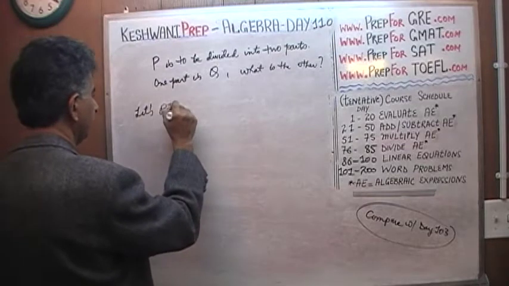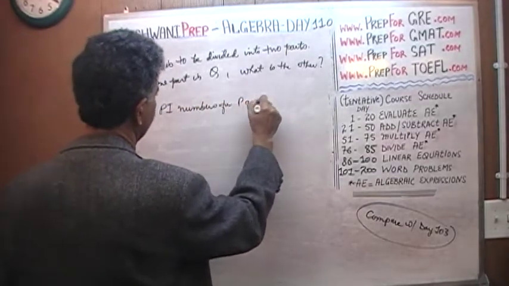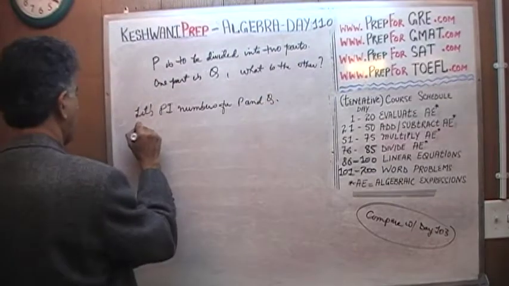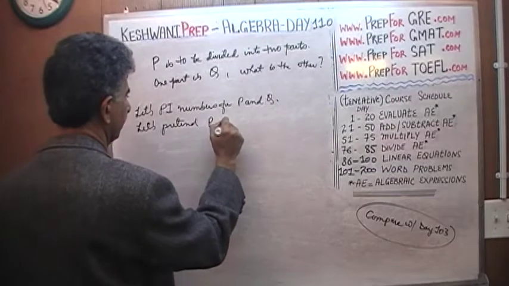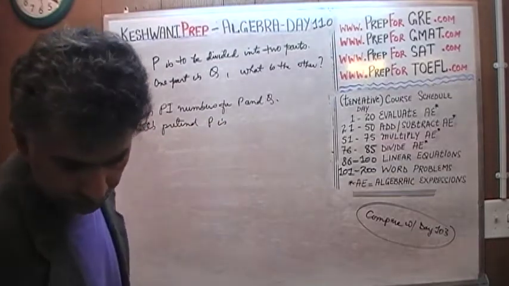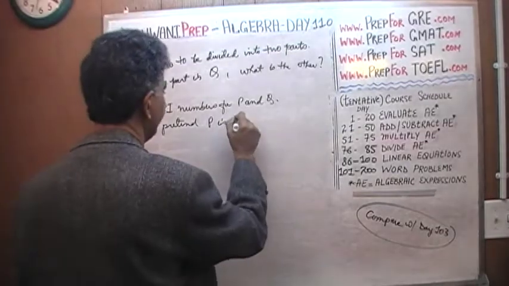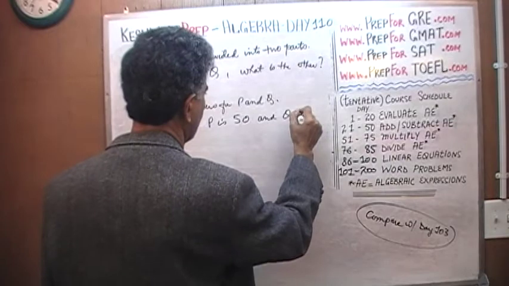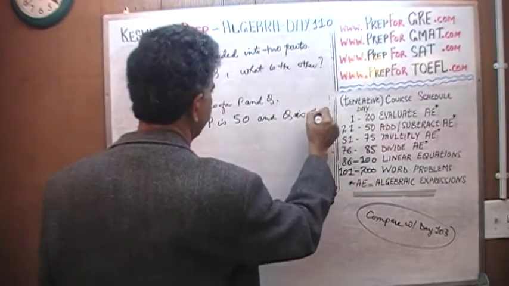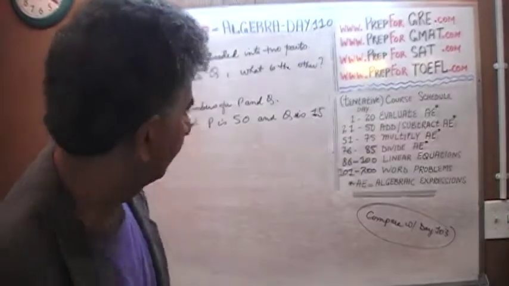Let's plug in numbers for P and Q. Let's pretend P is, what do you want P to be? Let's pretend P is 50 and Q is 15. 50 and 15, don't confuse the two.